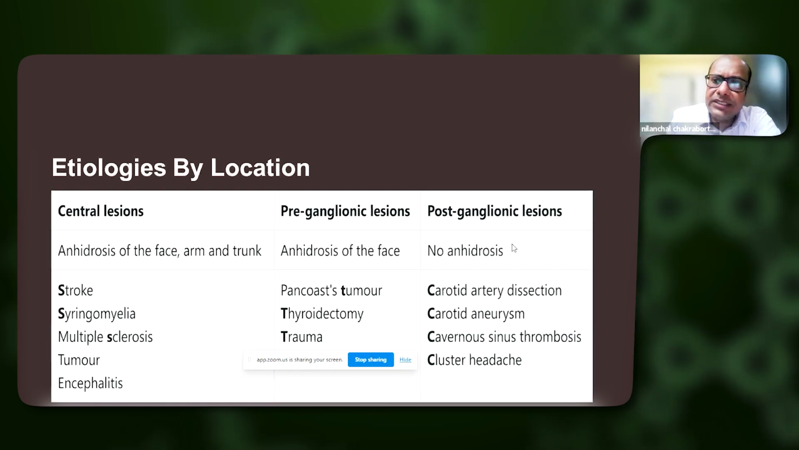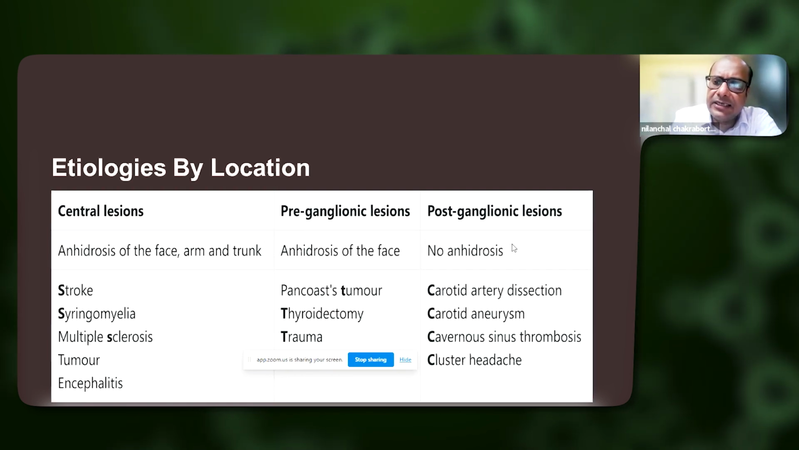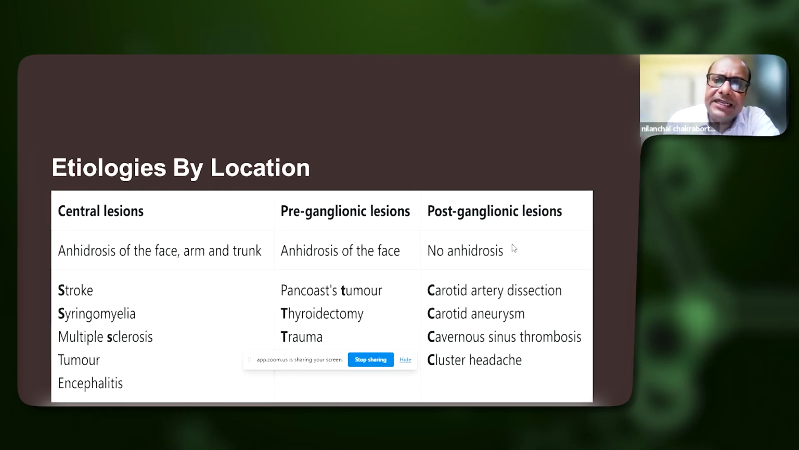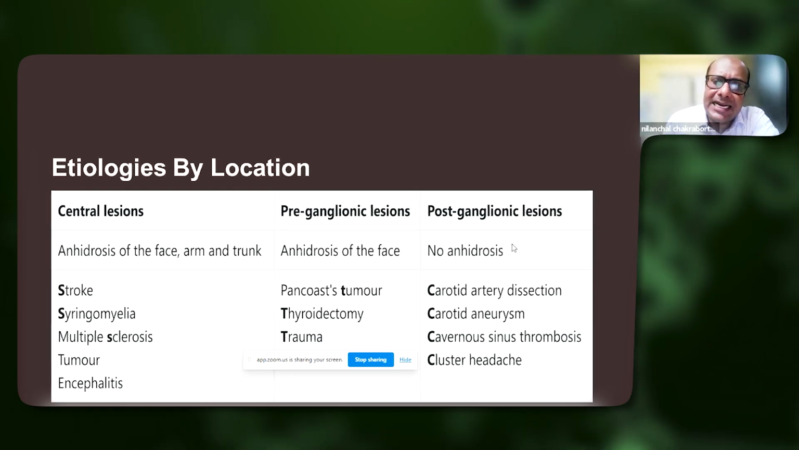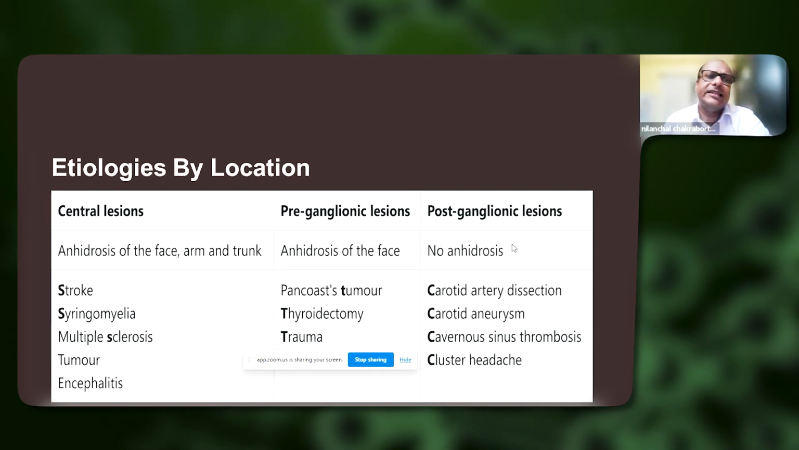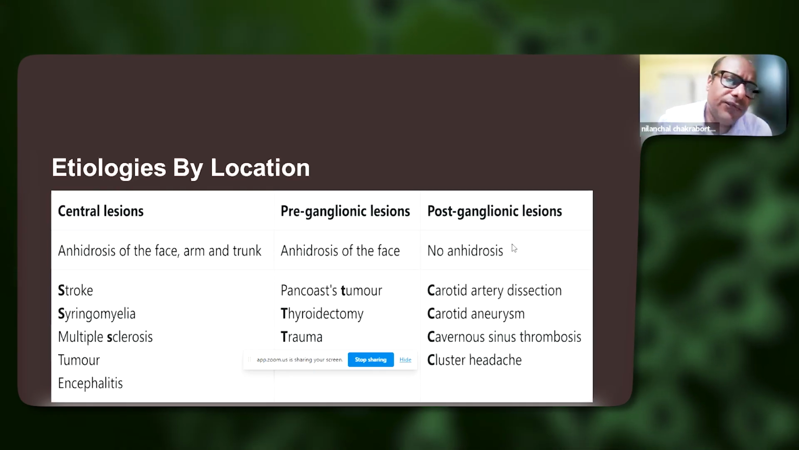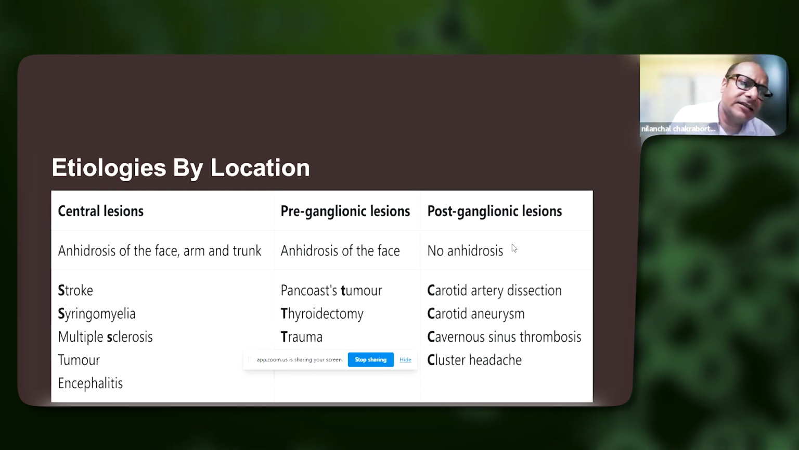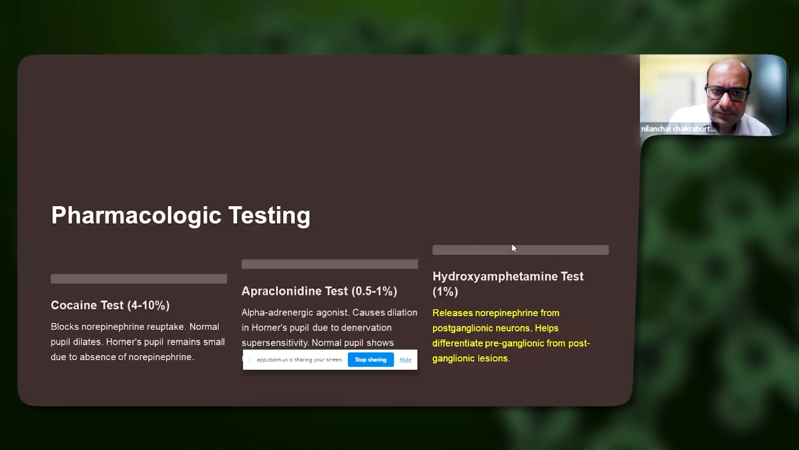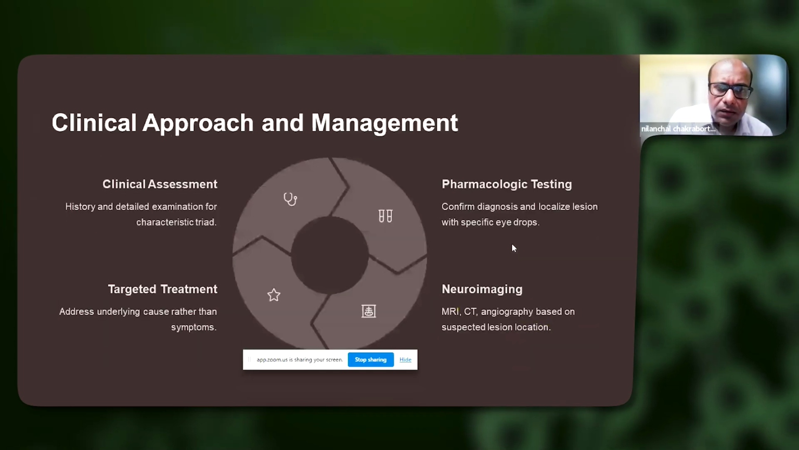So in postganglionic lesions, carotid artery, cavernous sinus thrombosis, there will be no anhidrosis. In preganglionic lesion, there will be only anhidrosis to the face, like Pancoast tumor, post-thyroidectomy. In central lesions, there will be anhidrosis to face, arm, and trunk, which happens in stroke, multiple sclerosis, tumor, etc. Okay.